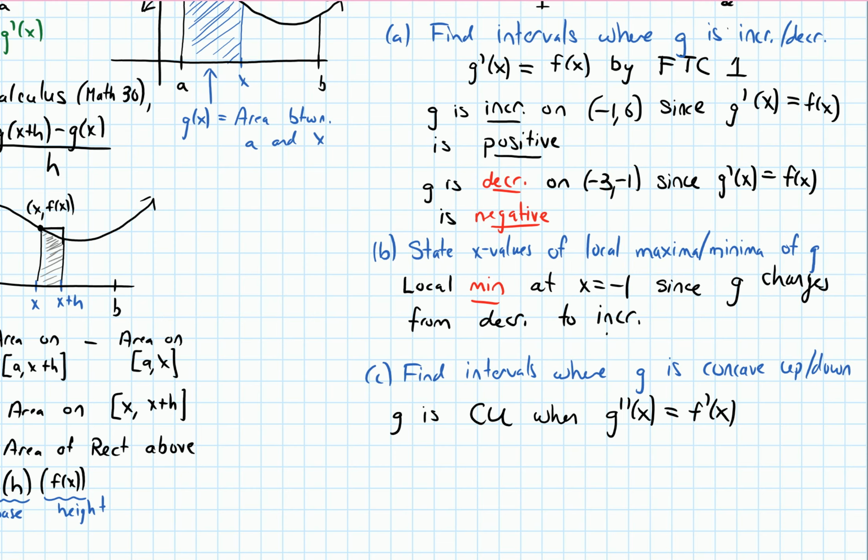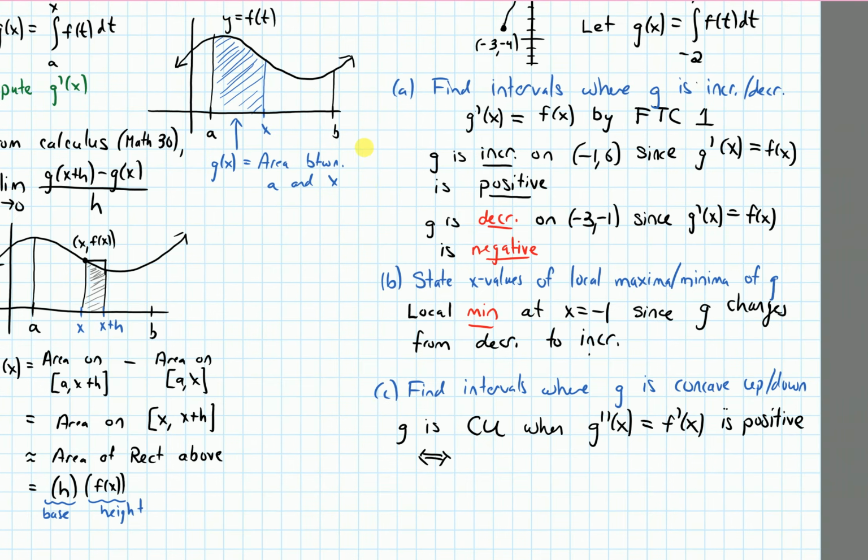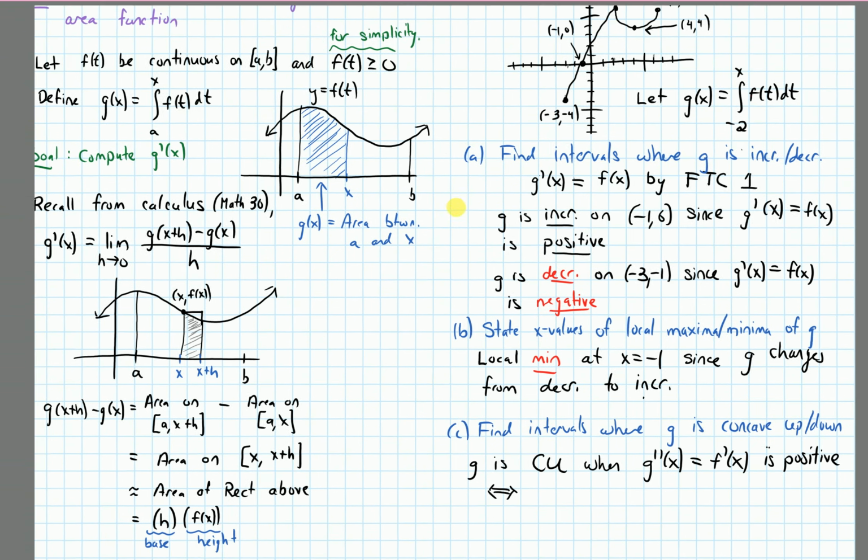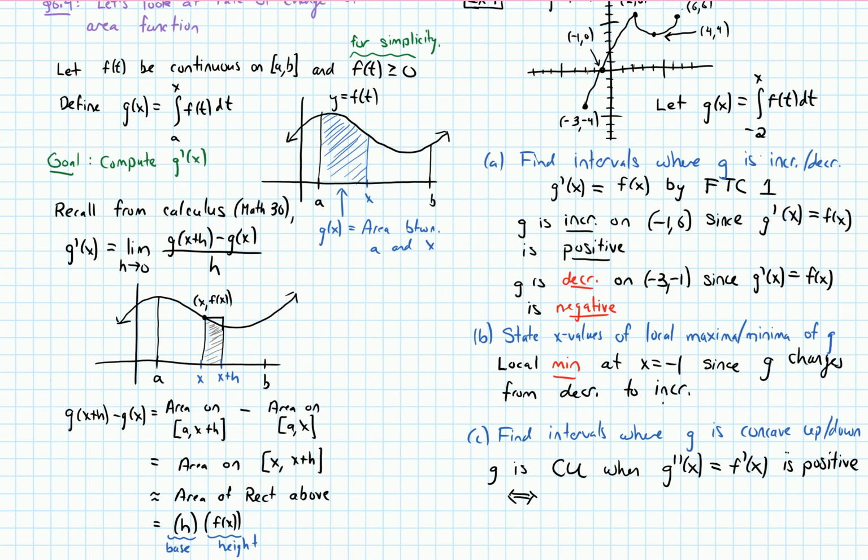And g is concave up when the second derivative of g is positive. So we need to know when this is positive, and that's going to be true if and only if, the symbol just means this is going to be equivalent to, I need to know when f prime is positive. So let's zoom it out so we can look at the graph. So that's the graph of f up there.